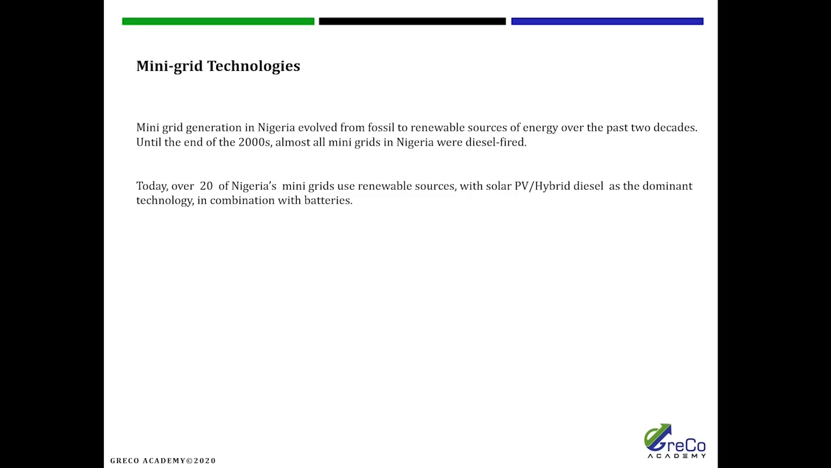Today, in the country, Nigeria has over 20 mini-grid systems that use renewable energy systems. That's either solar or the use of wind turbine. But solar is the most prominent among the mini-grids that we have in the country.